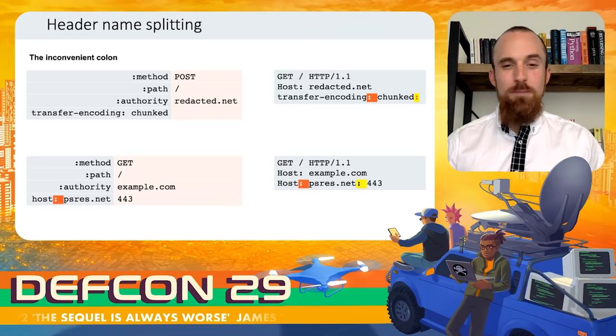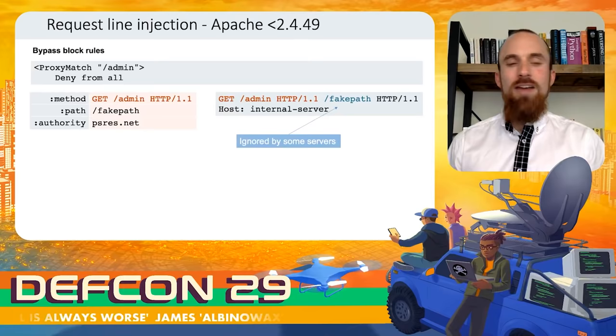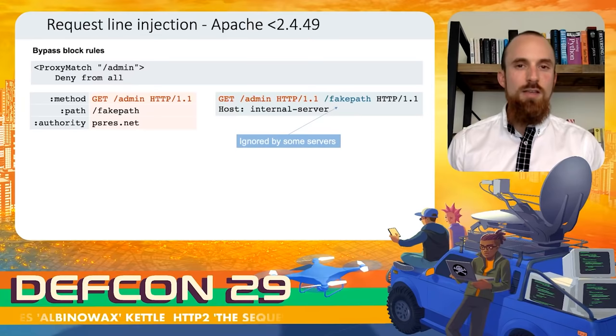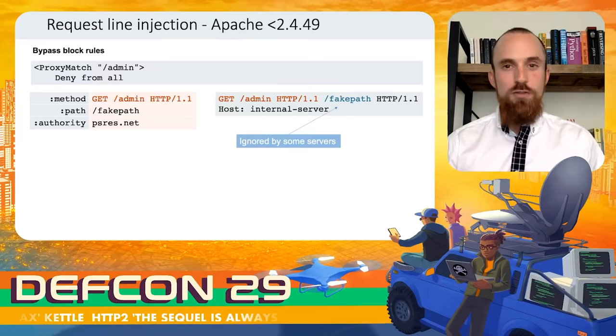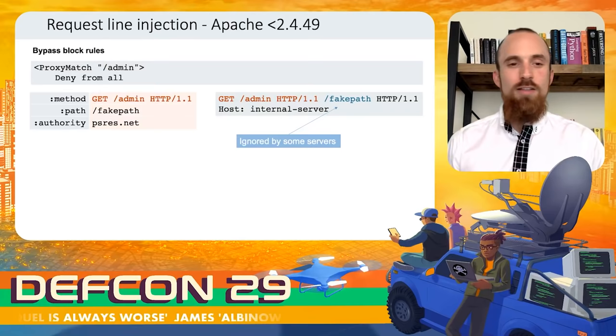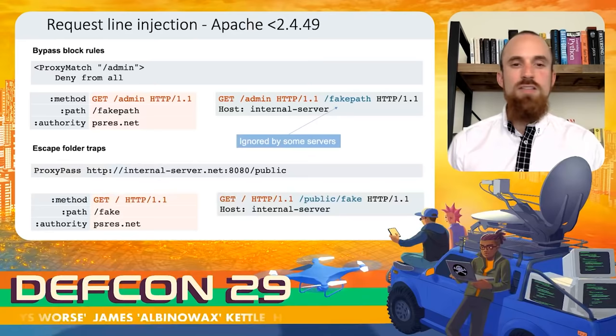But what I did find was something else. I found that Apache's mod_proxy, when it's doing HTTP2 downgrading, lets you put spaces in the method pseudo header, leading to a request line injection vulnerability. This works on the latest version of Apache; it's a 0-day at the time of presenting, hopefully it's been patched by the time you're watching this. When this is paired with a backend server that ignores trailing junk in the request line, you can use this to bypass block rules implemented on the front end, and also to escape any folders that they might try to trap you in.